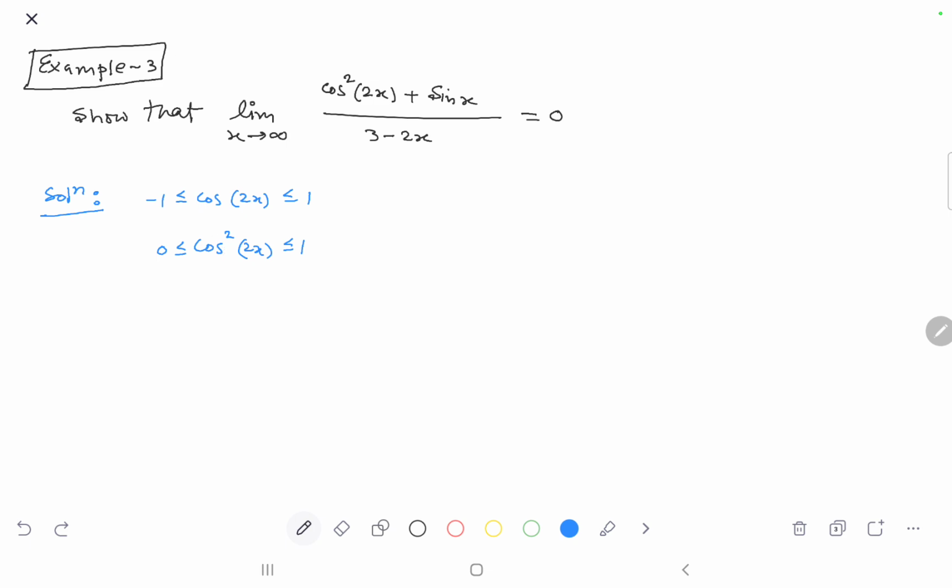Now this is for the cosine square. That part we have estimated. Now what about sine? Sine is between minus 1 and 1, right? Correct. If you add, then what you get? Minus 1 less than or equal to cosine square 2x plus sin x less than or equal to 1 plus 1. So minus 1 is less than or equal to cosine square 2x plus sin of x, which is less than or equal to 2.